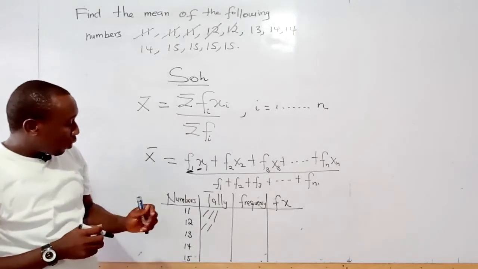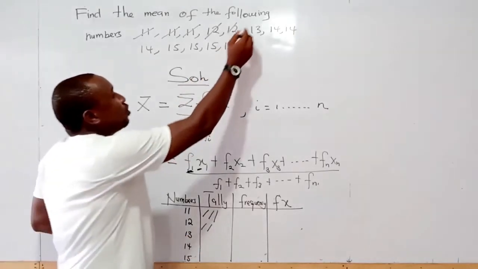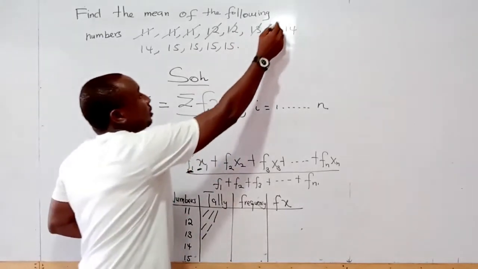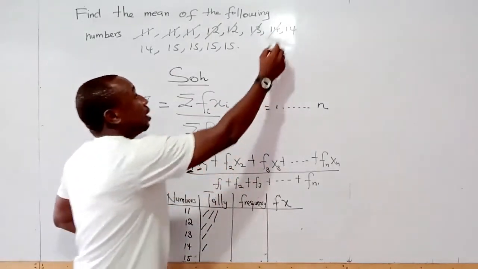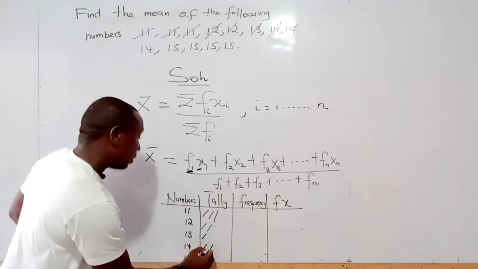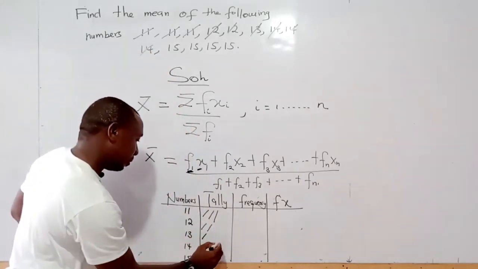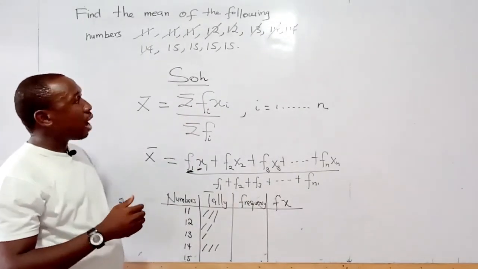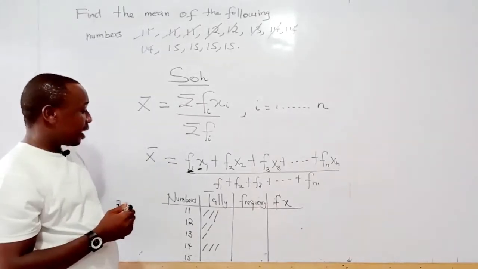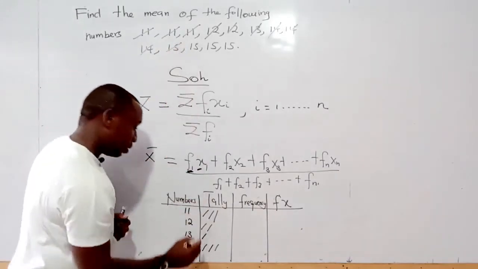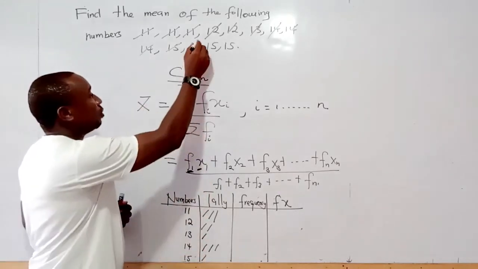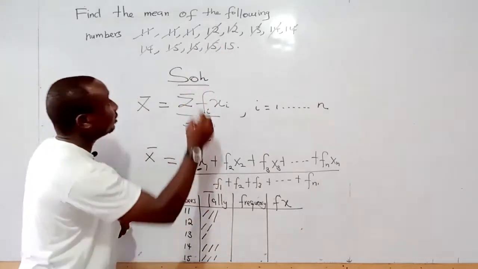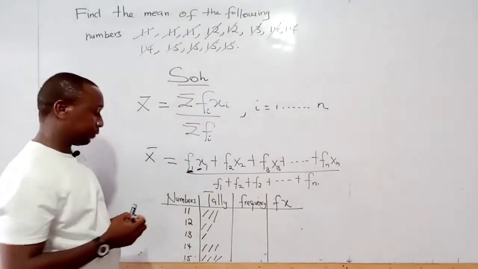Now, 13, if you cancel, you tally. 14, another 14, another 14. Then 15 also appears 4 times. It's clear. But like we said, we cancel, we do our tallying, we cancel, we do our tallying, we cancel, we do our tallying.